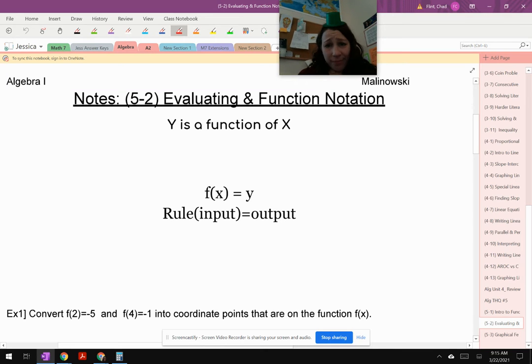Hey, happy Monday. So these are notes for 5-2, evaluating functions and function notation. So this is about evaluating functions and then function notation, a little bit of both.